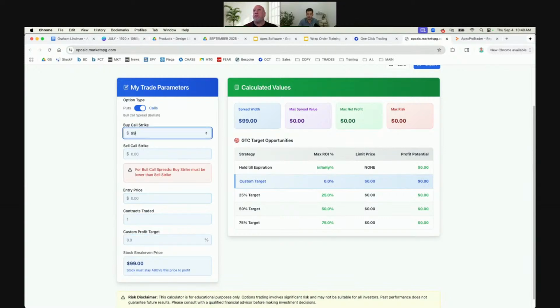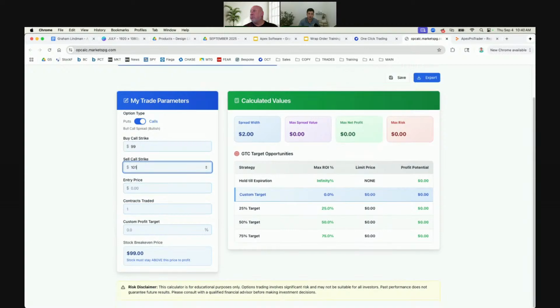But again, in that theoretical example, we were buying the 99 call, selling the 101, entering for $1. Here you can see the ROI potential, and I'm not sure why this says profit potential is 0. Entry price $1. Uh-oh. Might have to give Nate a hard time here. Oh, it's because that was blank. All right, there we go. Now we're good. All right, so this is the example I just told you about.